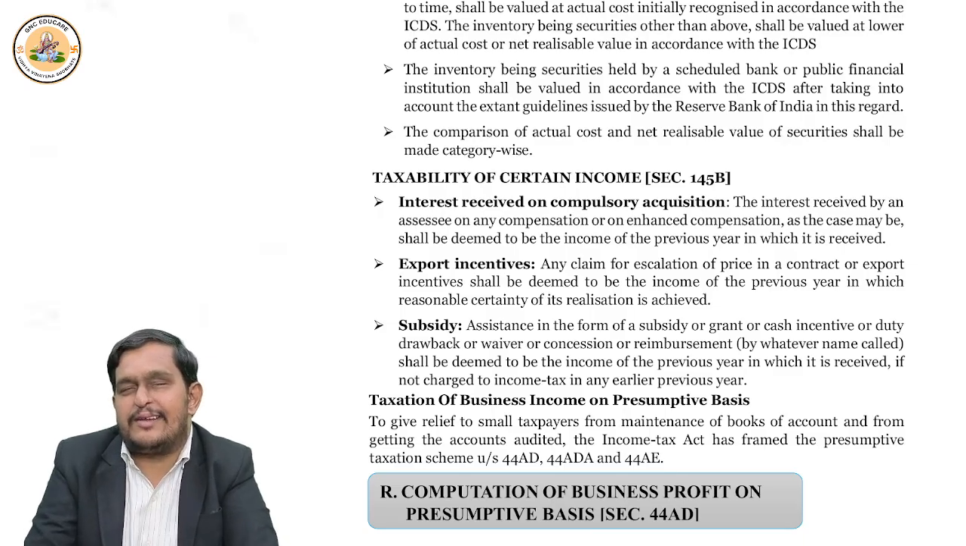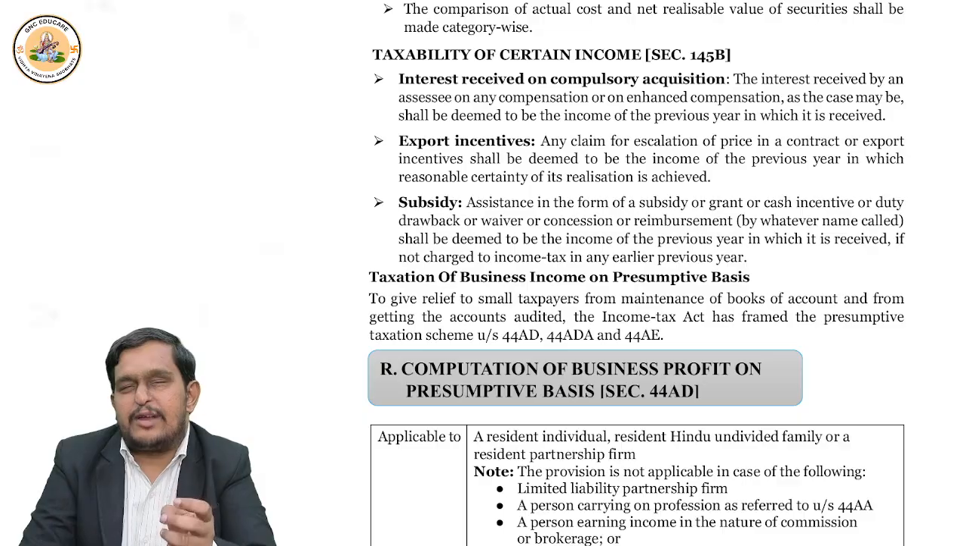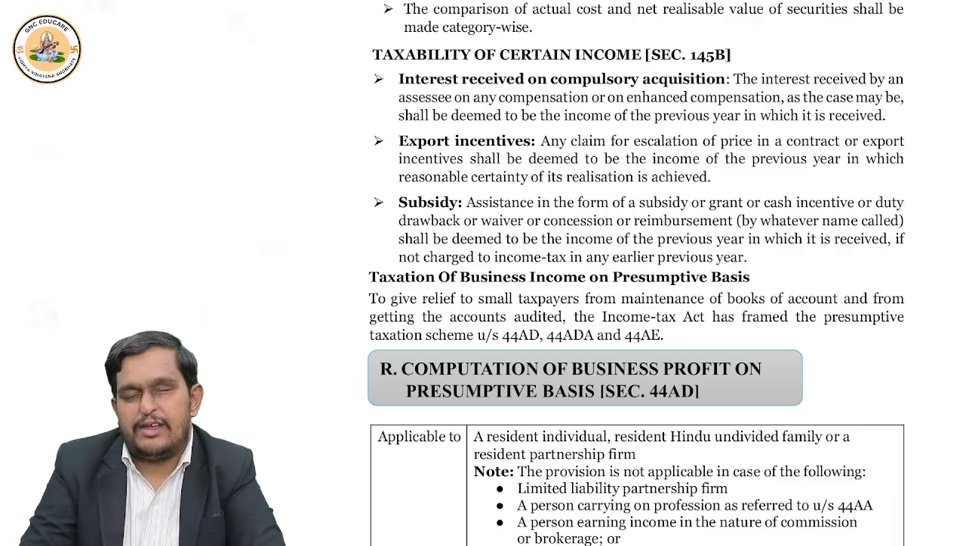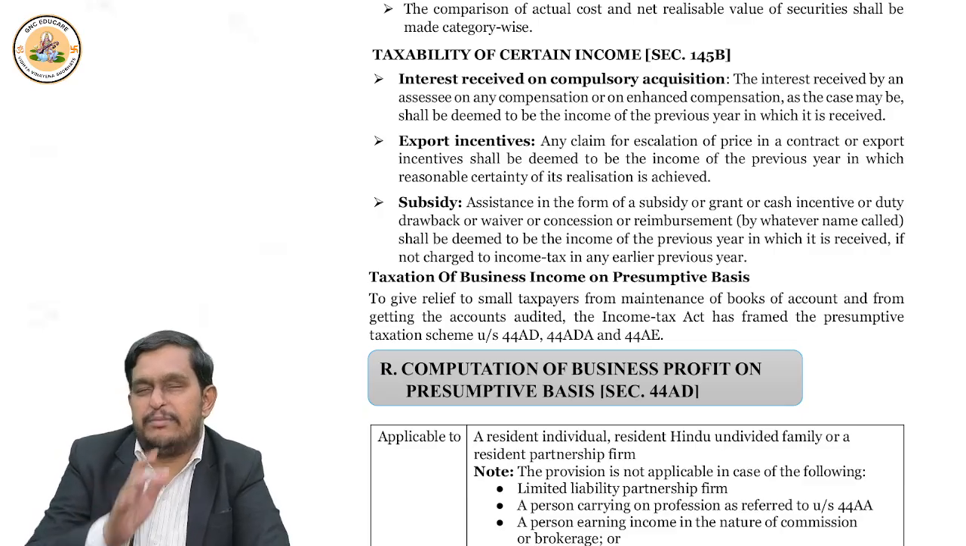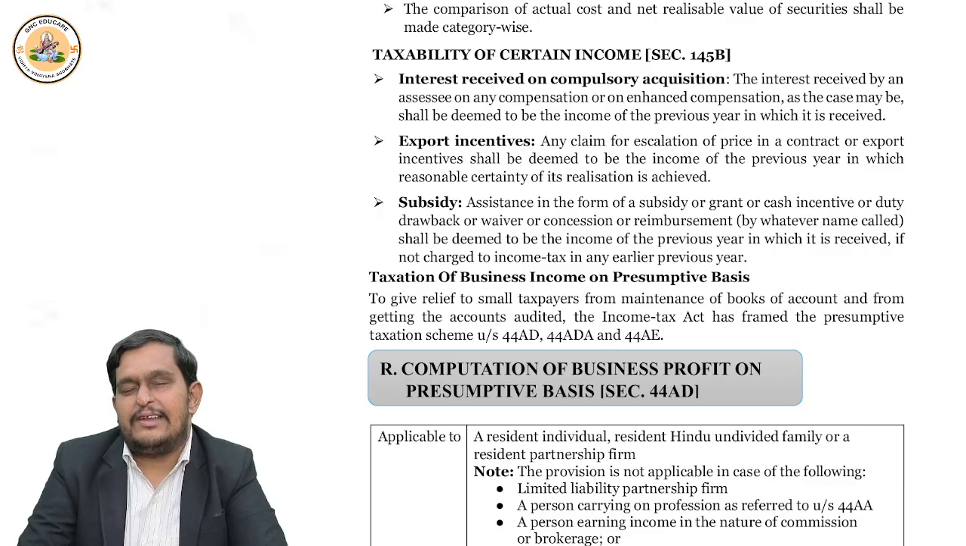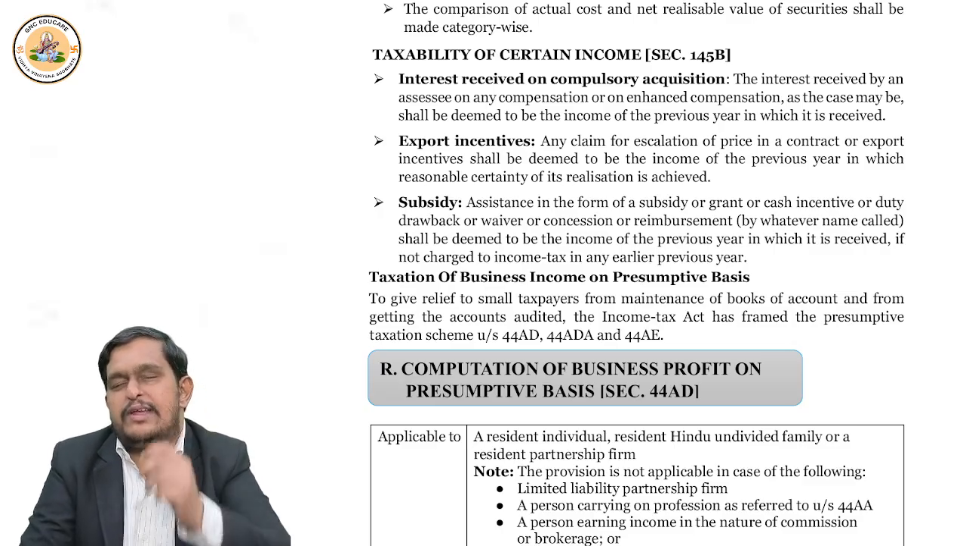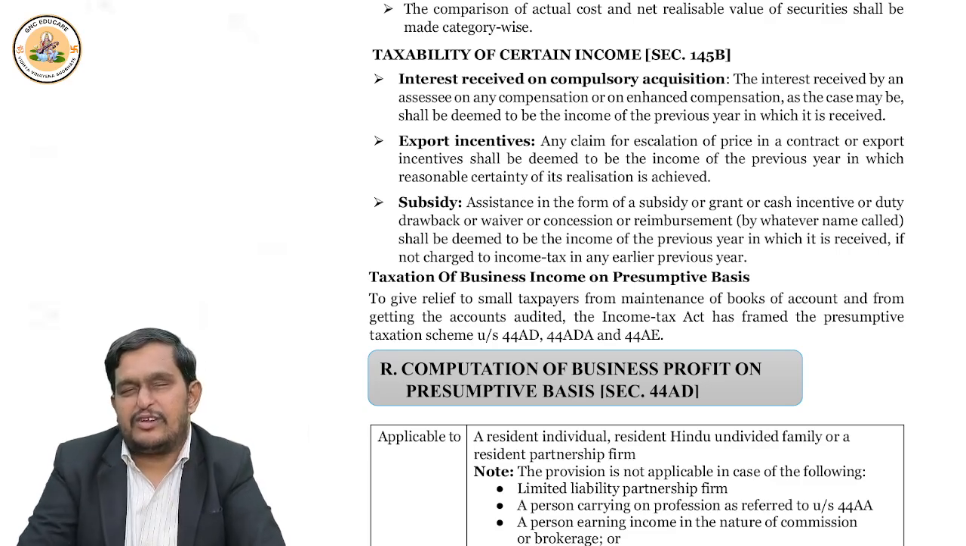Now let's come to the final section of today's class, that is section 145B. They are talking about determination of income. Till now we discussed valuation of inventory, whether it is goods or securities, which we completed under 145A. 145B talks about income determination. Here they gave interest on compulsory acquisition, or sometimes you get enhanced compensation. For the delay which the government makes in paying the money, they also pay you interest. So how to value that is the challenge.